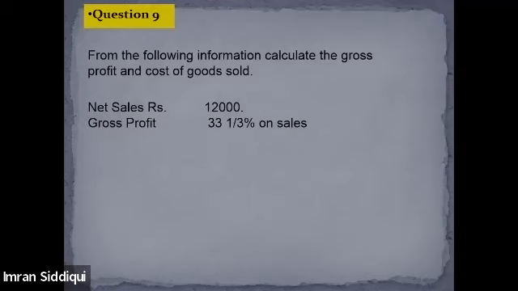Done, all of you? Tell me, Ritika, the gross profit you have got? 3,996. You can round it off to 4,000. 3,996 can be rounded off as 4,000. So gross profit can be taken as 4,000. All right.